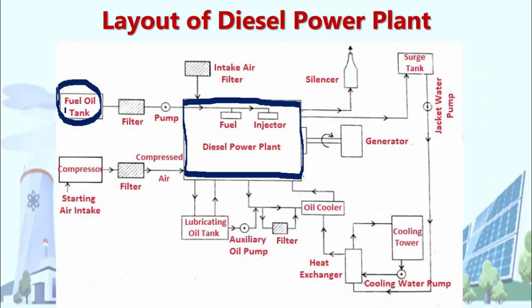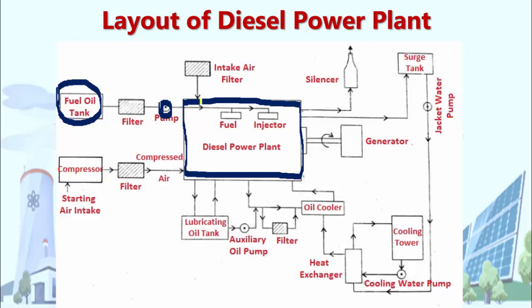Right, here from the fuel oil tank there is a filter. That filter will remove the dust particles present in the fuel, and a pump is used to pump the fuel into the diesel engine, right? From the pump the fuel is injected into the fuel injector. The fuel injector takes care of the amount of fuel which is going to be injected into the diesel engine for a single stroke, right? This is the fuel intake system. The second system is the air intake system.